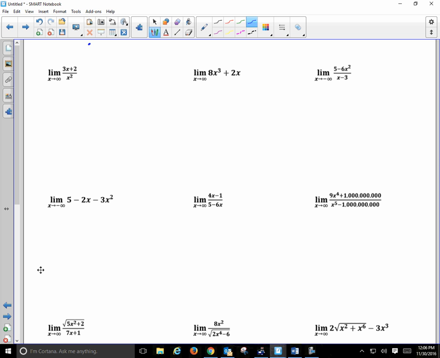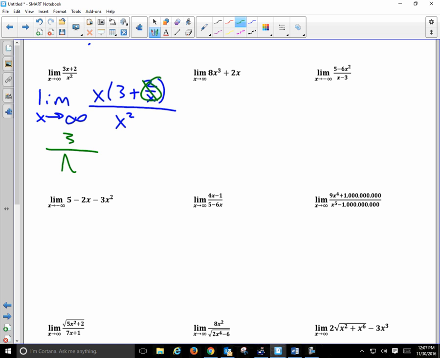All right, I'm going to give you a little hint here. Where do you see the larger degree, in the numerator or the denominator? So if the denominator is bigger, what do you think we're going to get? So you can see that the 2 over x will go away. So I get 3 over a super large number.